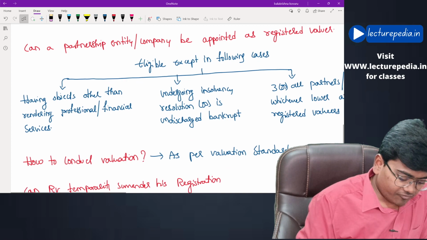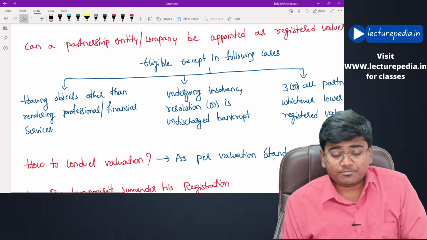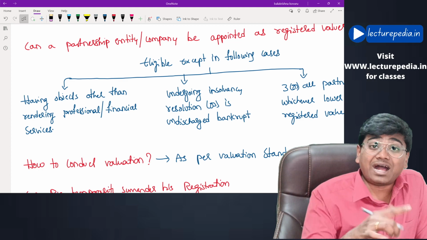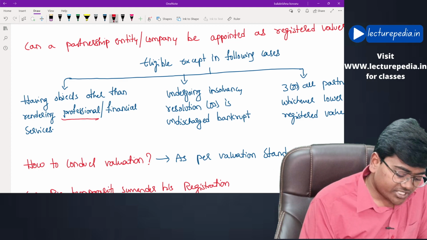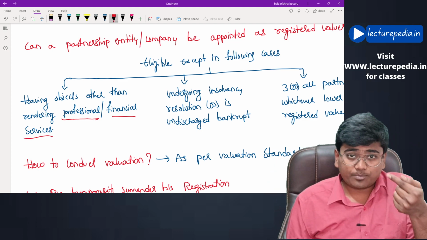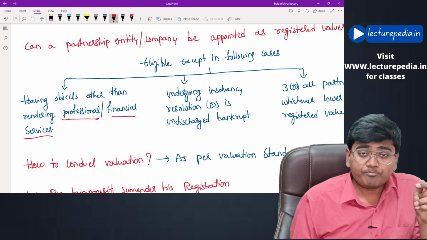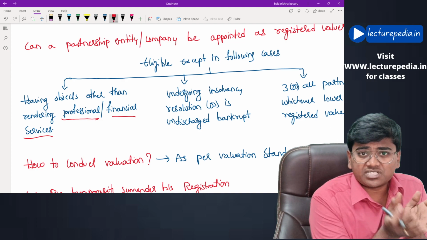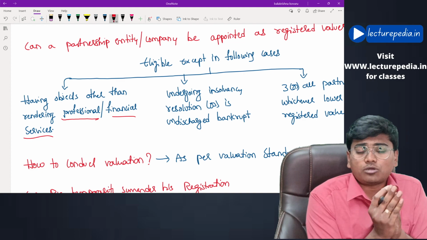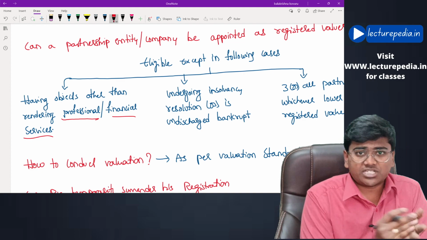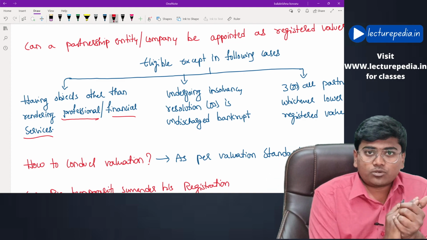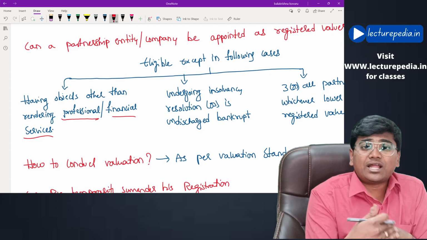Such partnership firm or the company must not have objects other than rendering professional services or financial services. That means the objective of such a partnership firm or the company must be either providing financial services or rendering professional services. Apart from these objectives, it should not have any other objectives. Only then it will be eligible to be appointed as a registered valuer. We will be calling them a registered valuer entity.